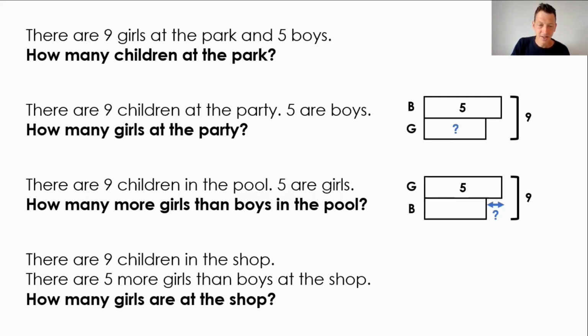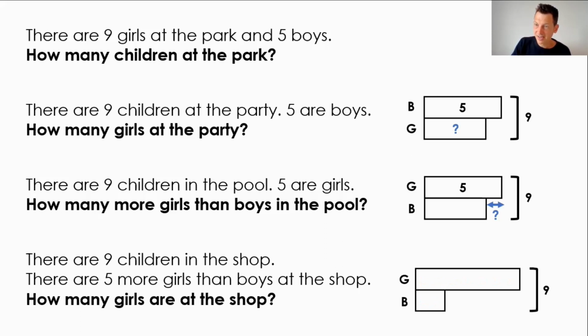And this last example, there are 9 children in the shop. There are 5 more girls than boys at the shop. How many girls are at the shop? Well, this time, what we know is we know the difference, 5 more. And then I've got to think, well, how many more children must there be? Well, there must be 4 more for there to be 9 children in total.